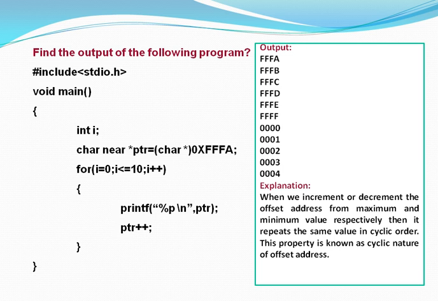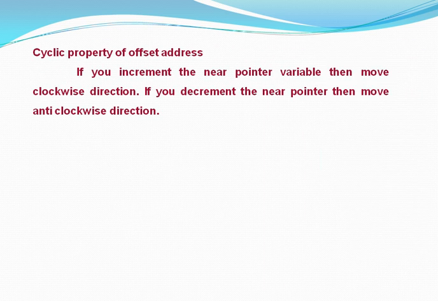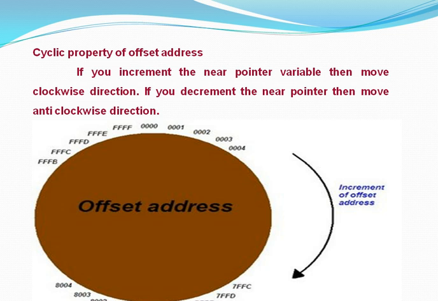Explanation: when we increment or decrement the offset address from maximum and minimum value respectively, then it repeats the same value in cyclic order. This property is known as cyclic nature of offset address. So cyclic property of offset address means if you increment the near pointer variable, then move clockwise direction. If you decrement the near pointer, then move anti-clockwise direction. Okay, so this is your offset addresses. Fine.